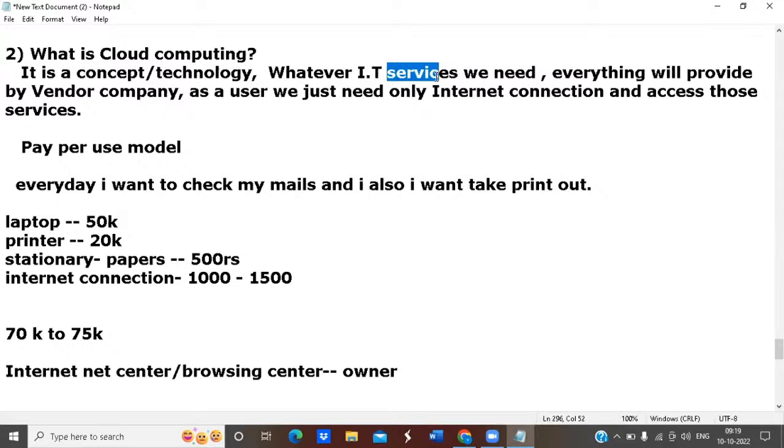You don't need to pay anything extra. Do all of you understand? So this is called a pay-per-use model. If you understand this internet center example, you can easily understand the concept of what?